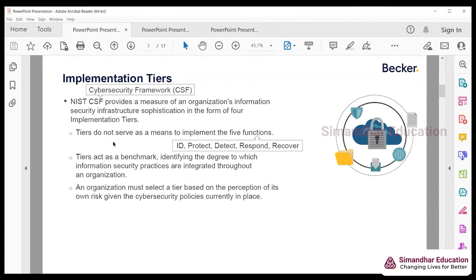So there are 4 implementation tiers; the 5 functions we already discussed. Implementation tiers does not mean that they are actually going to implement the 5 functions. That's a common misconception because the name is implementation tiers. People think it is to implement the 5 functions, but that is not the case. They are actually benchmarks. Now, what is a benchmark?